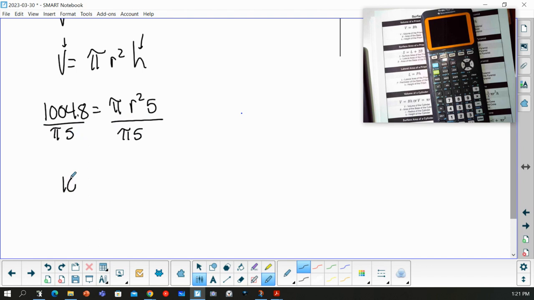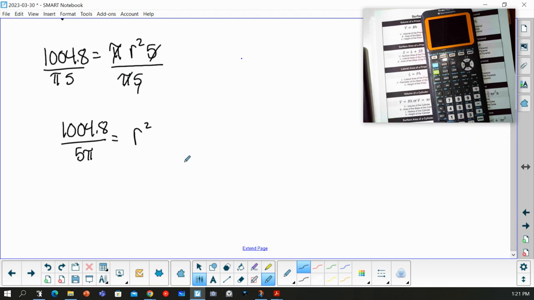Now, I'm not going to do it on my calculator yet. I'm just going to write down what I'm doing. Divided by pi times 5. I'm going to write it as 5 pi. Doesn't really matter. The pi's cancel, the 5's cancel. I'm left with r squared.